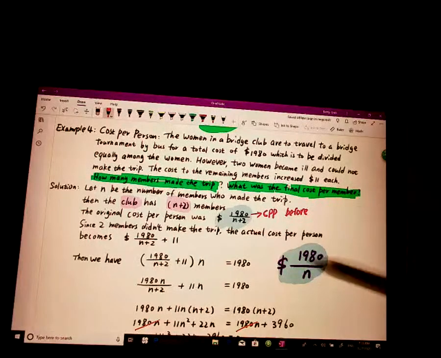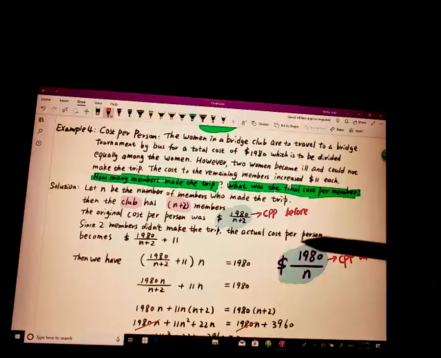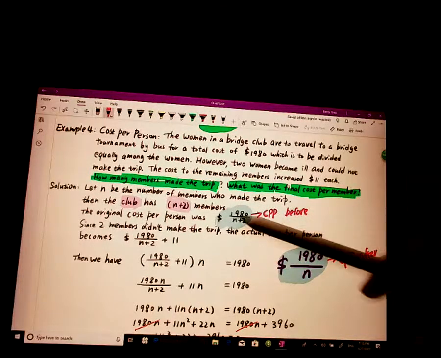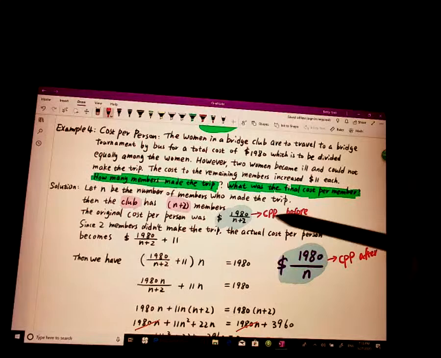$1,980 over n. The total cost divided by n. What is n? n is the number of members who eventually made the trip without those two people who got sick. So that is the cost per person after the two people got sick, right? Let's take time to understand the two quantities. $1,980 over n plus 2, that's the cost per person before the two people got sick. And $1,980 over n, that's the cost per person after the two people got sick.